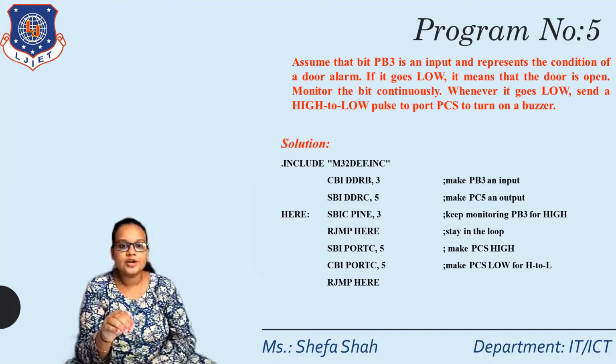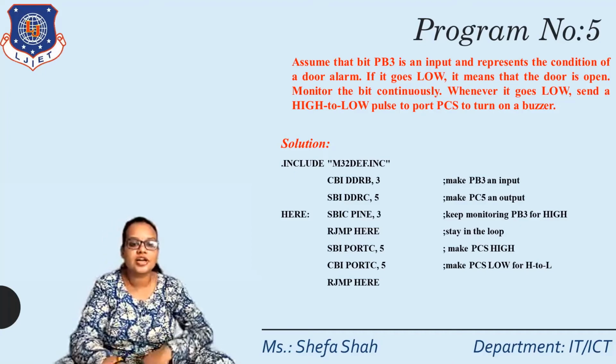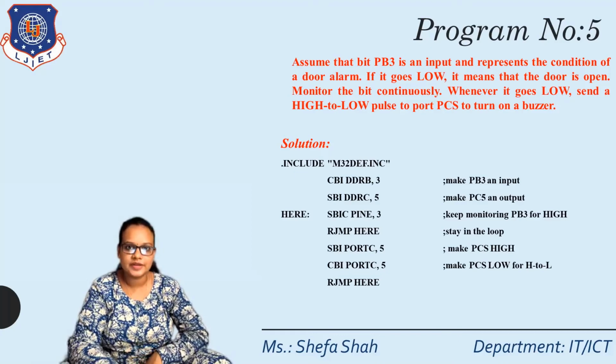So what we have to do is, on port C, we need to send a high to low bit. So first SBI PORTC, 5 and CBI PORTC, 5 and rjump here, so it will be continuously monitoring this particular bit, right? So this is a program example using SBIC instructions.